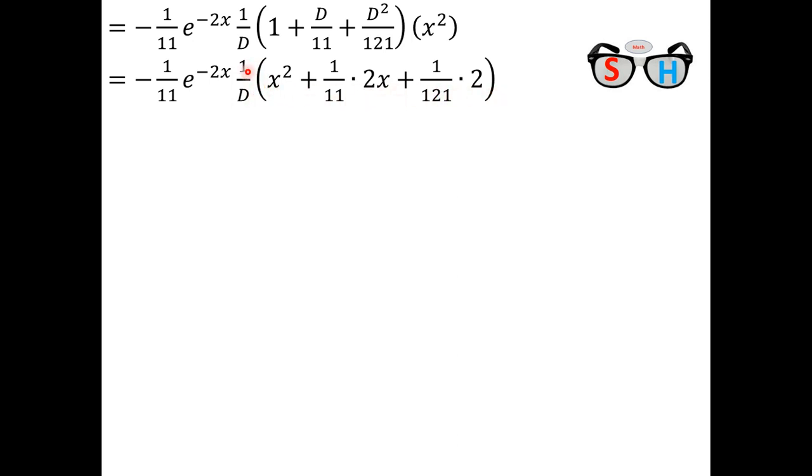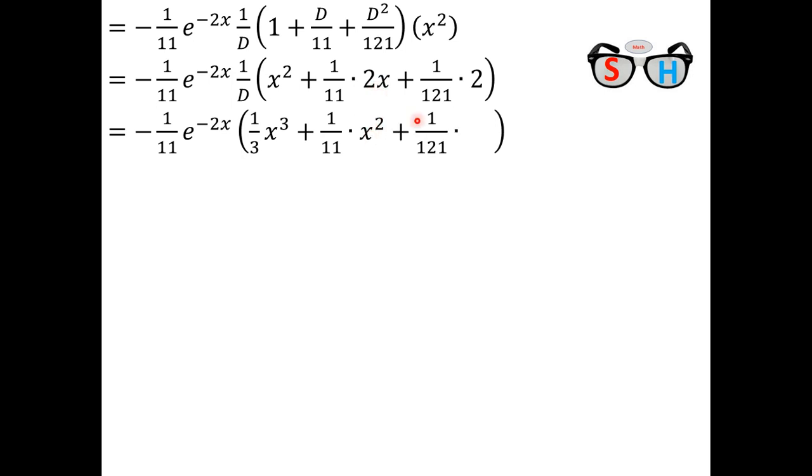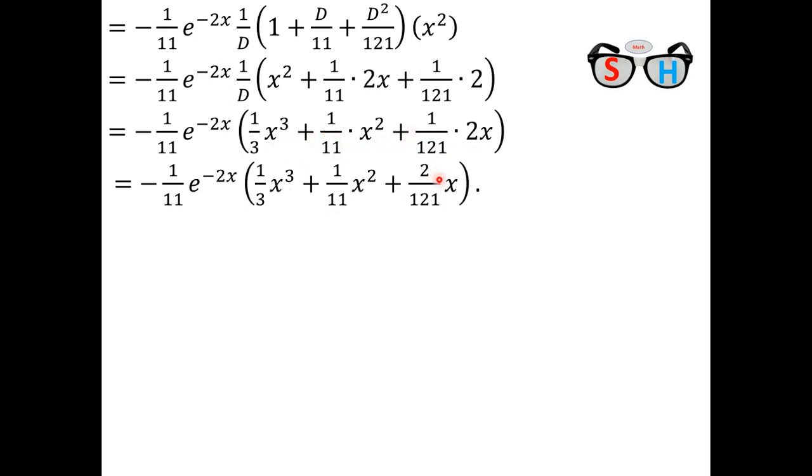Okay, if you apply 1 by D on that, 1 by D means integration. The integration of x square is 1/3 x cube. Here x square integrates to x cube by 3, here 2x gives x square. Okay, just simplify: minus 1 by 11 e to the minus 2x times 1/3 x cube, here 1 by 11 x square, here 2 by 121 x. This is the particular integral of the differential equation.